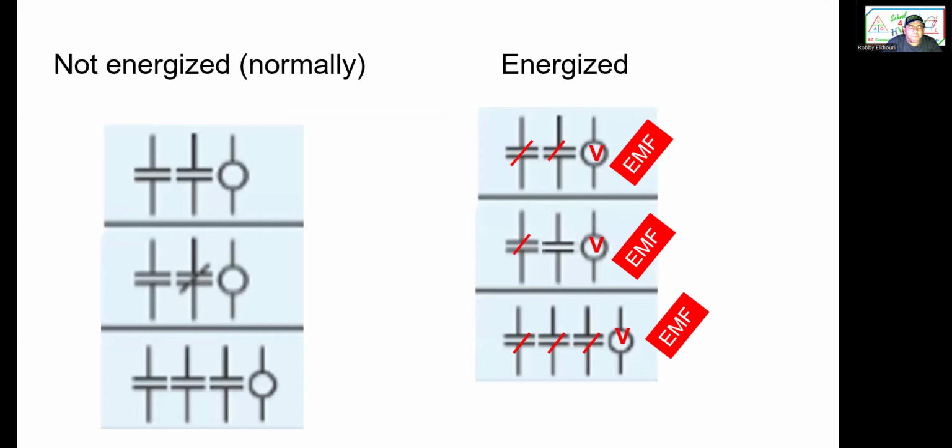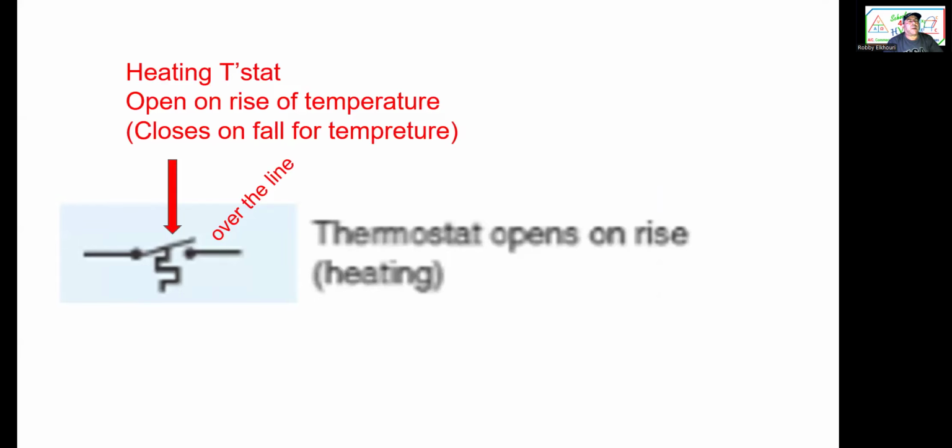Because of the EMF field, that was last video already. So now we have a heating thermostat because it is above the line. So if you look at my hands now, right? There's the heating thermostat. It's a heating thermostat because as temperature falls, the thermostat is going to go down and close. That's why it's above the line. When it gets hot, it's going to open. That's why it's above the line.